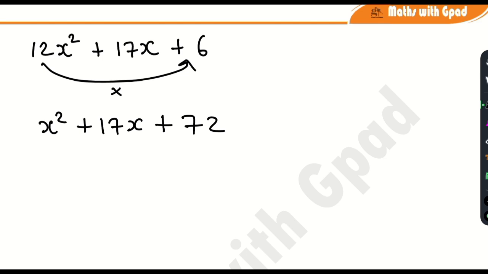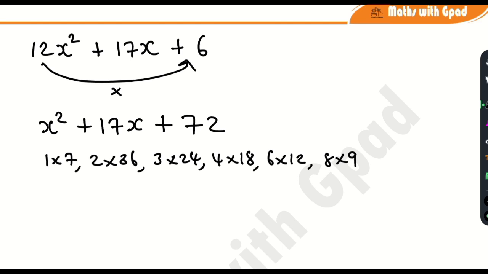So what you're going to do now is think of two factors. When you multiply these two factors, you will get 72. And when you add these two factors, you will get 17. So let's start by writing the pairs of numbers that multiply to give 72. Here they are: 1 times 72, 2 times 36, 3 times 24, 4 times 18, 6 times 12, and 8 times 9. Amongst all these pairs, we have to choose the one where, when you add the two numbers, you get 17. Amongst all of these, 8 plus 9 will give you 17. So we're going to go with 8 and 9.